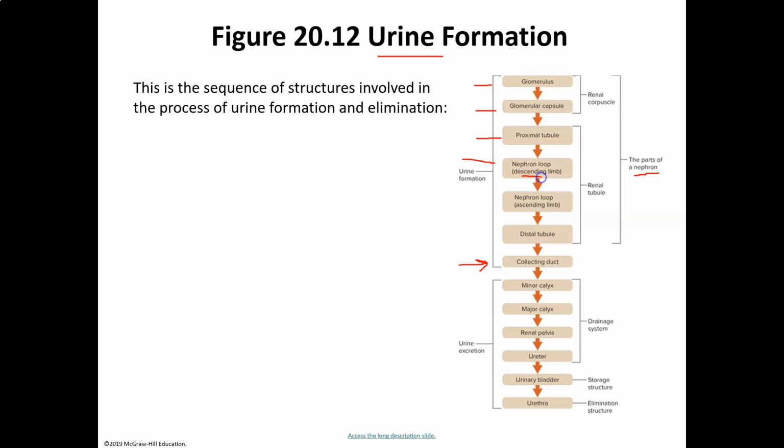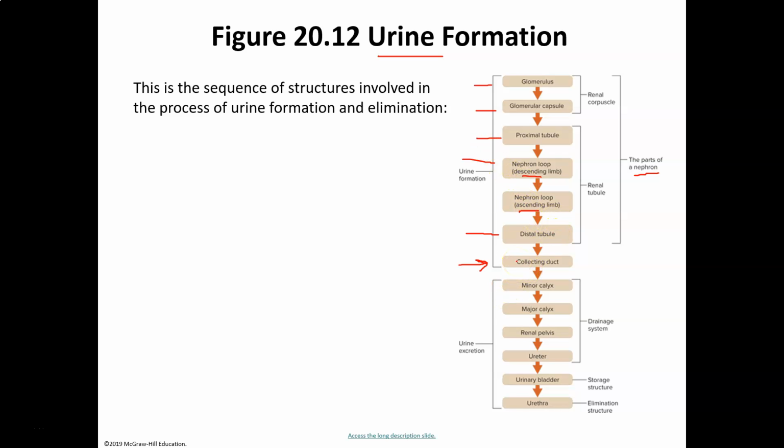We even separate the nephron loop into two parts too. We say there's a descending part of the loop, and there is an ascending part. So when it's going down, it's doing one thing. When it comes back up, it's doing a different thing. We're going to talk all about that. It eventually gets into the distal convoluted tubule, into the collecting duct, and now you've formed urine. Now at this point you have urine.